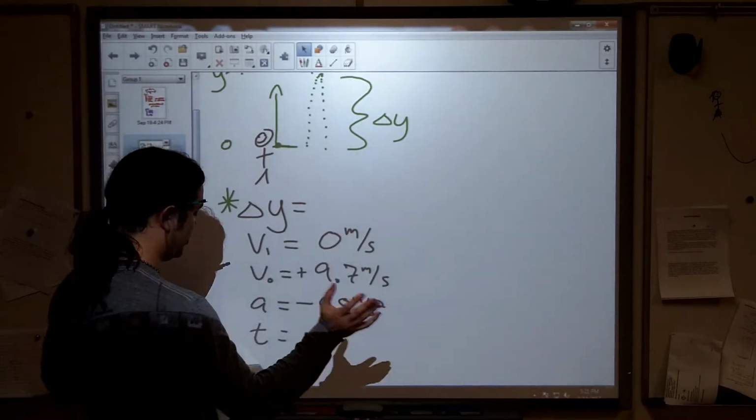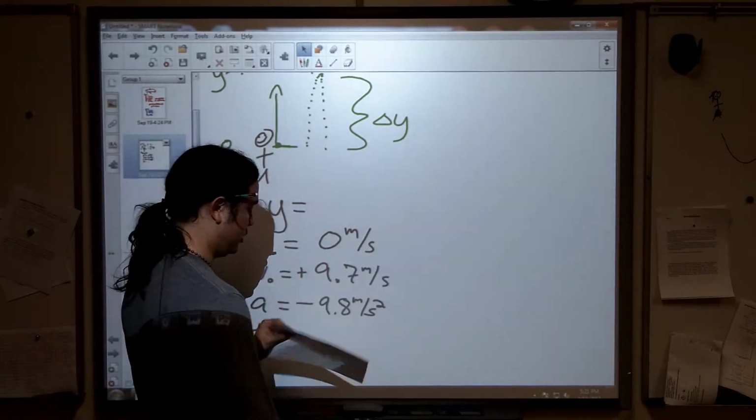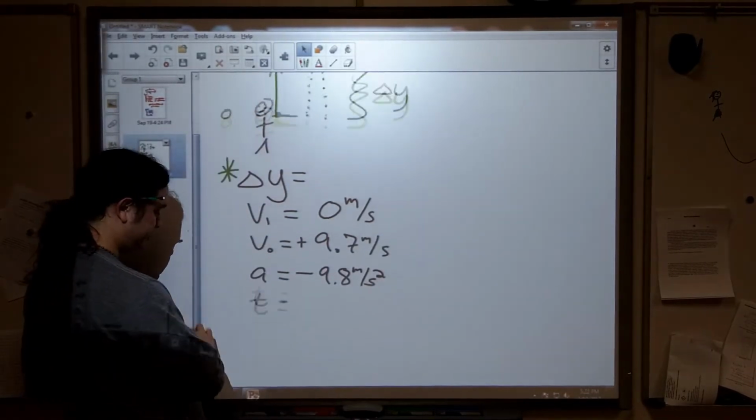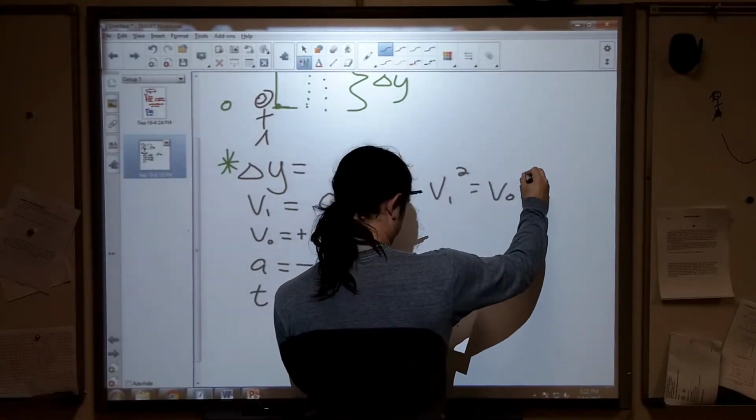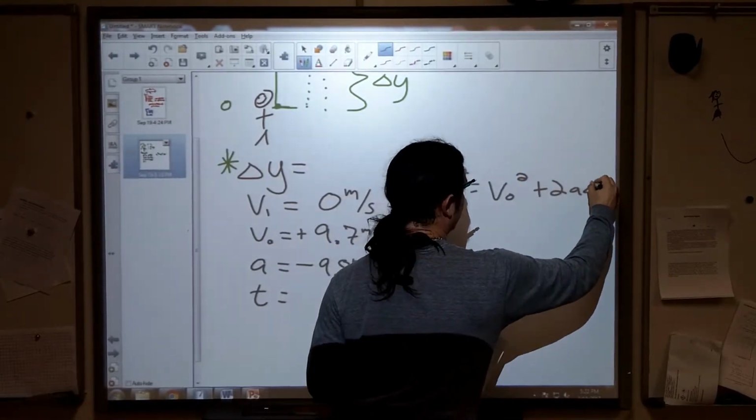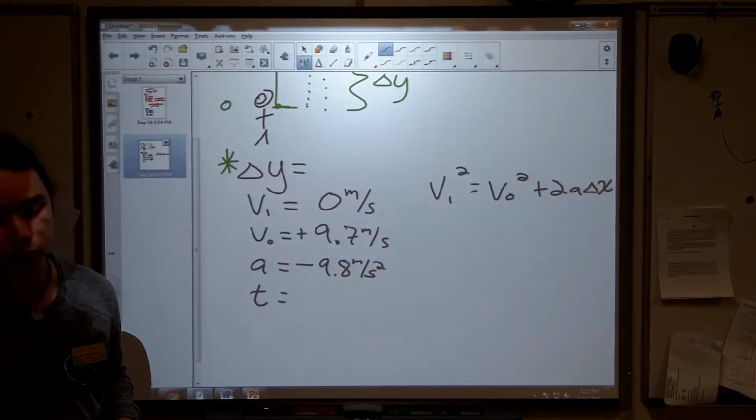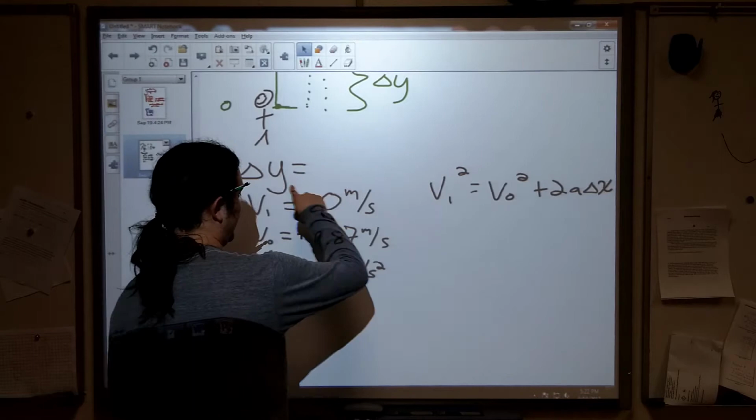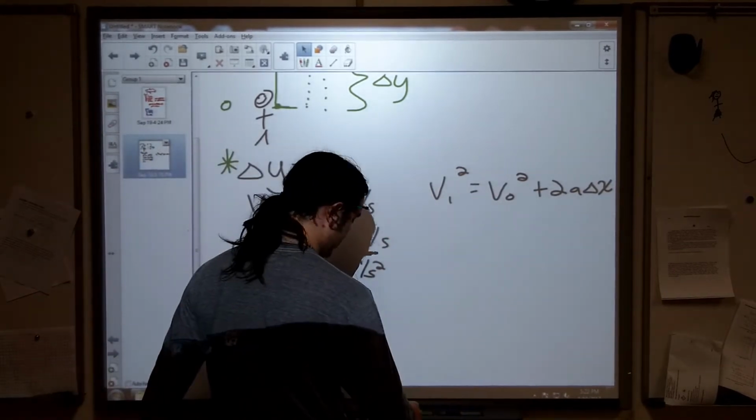We've got 3 pieces of information, we don't have time and don't care about time, at least right now. So we're going to go with the very last equation. That's going to be v final squared equals v initial squared plus 2a delta x. That's exactly as it shows up on my equation sheet. In this case, instead of a delta x, we're actually using a delta y. That's totally okay. We know that's what we're solving for.